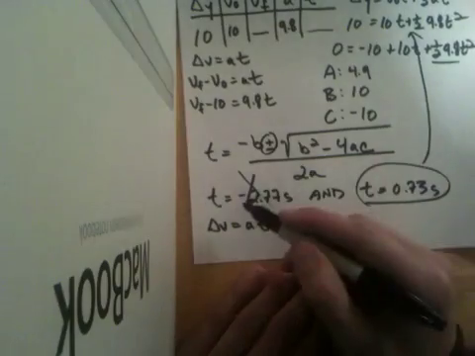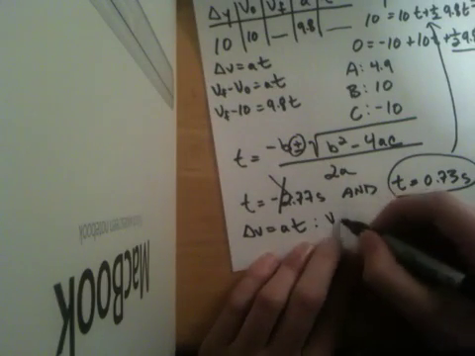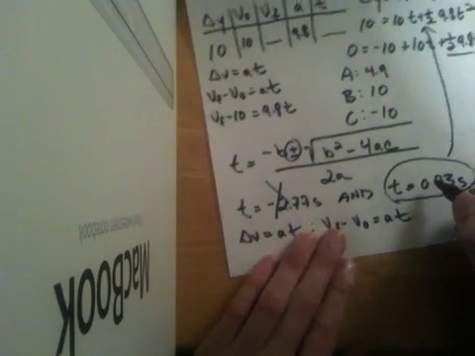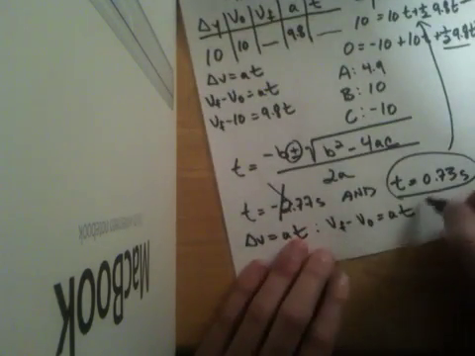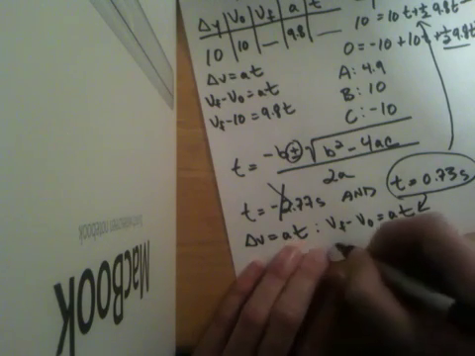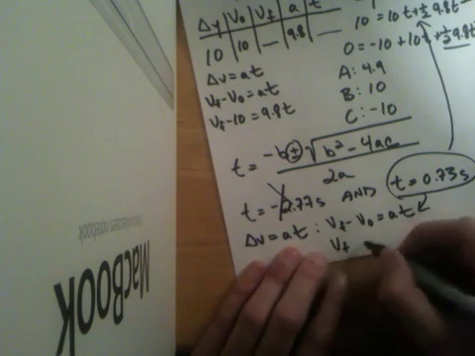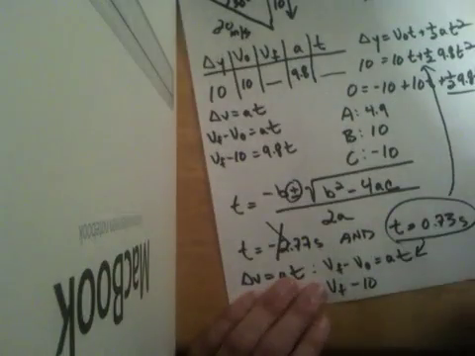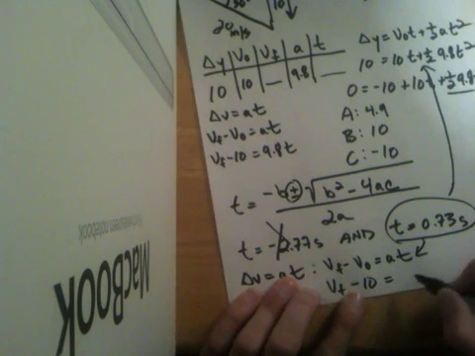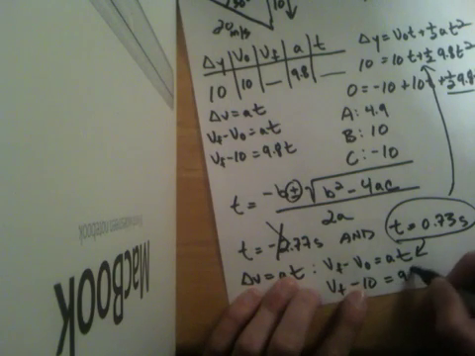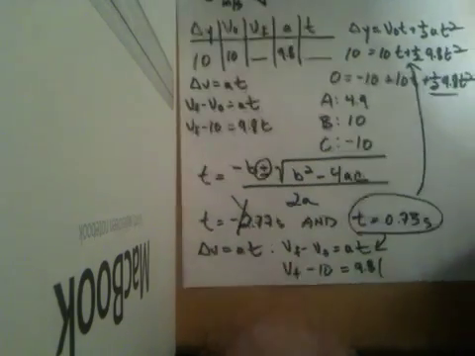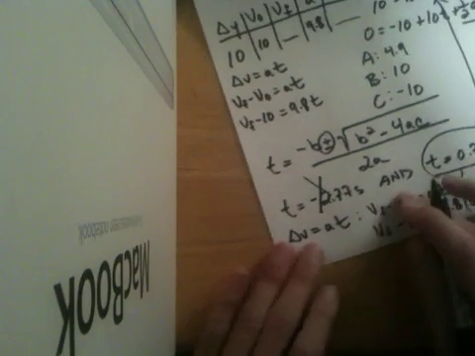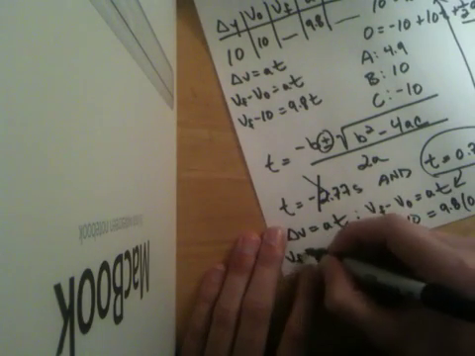So you say delta V equals at, which is Vf minus VO equals at. Now that you know t, you can plug that into here, which is what you want, and you end up getting Vf minus VO, which is 10, from up here, see? Vf equals a, which is your 9.8, which you get from up here, and your new value that you just figured out, t, 0.73.